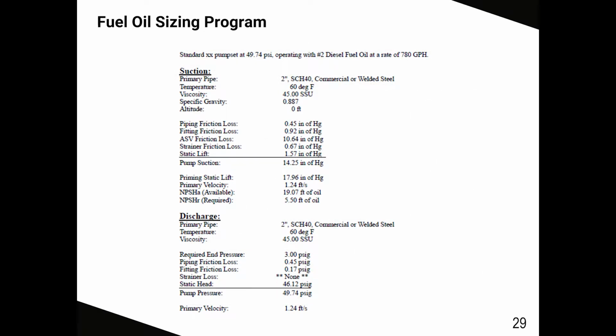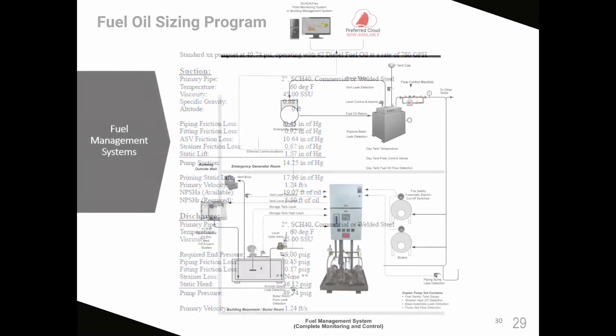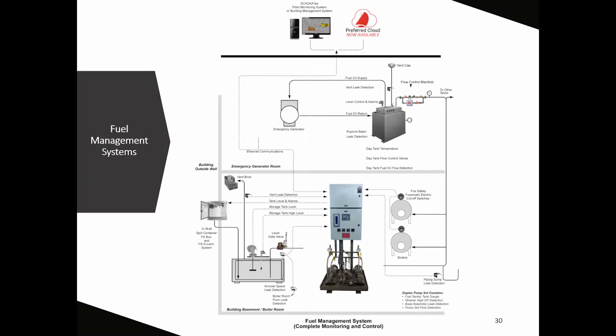This is the output of our program that shows the primary pipe size, the piping friction losses, the fitting losses, valve losses, fluid velocity, and most important, the NPSH-A and NPSH-R. Example of a control system for our fuel system showing pump set control, tank gauging, leak detection, and overfill alarm. Fuel oil system controls can be as simple as a handoff automatic switch or as complex as a PLC-based system. The main advantage to the PLC is that they can talk to your building management system or a cloud-based system.